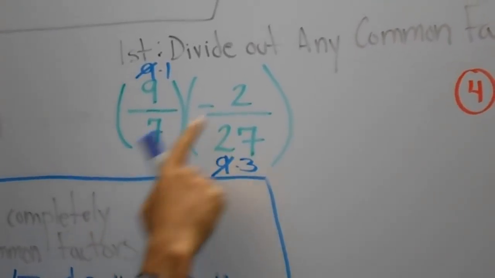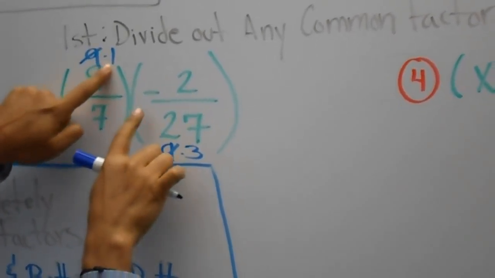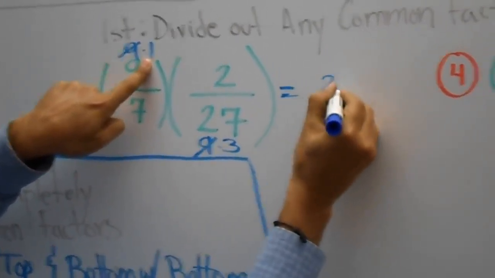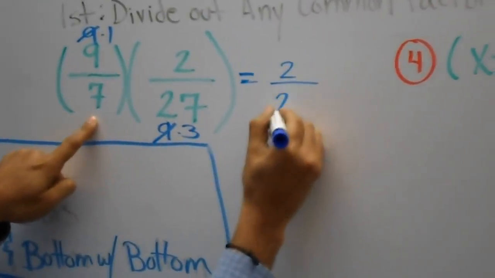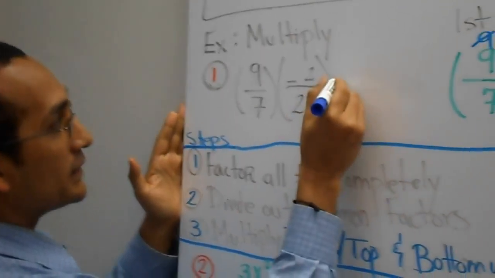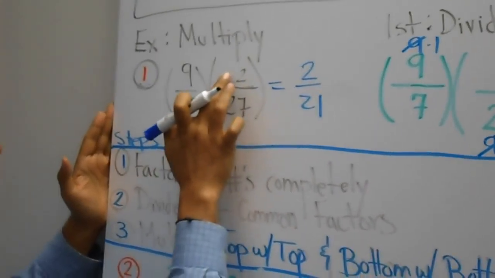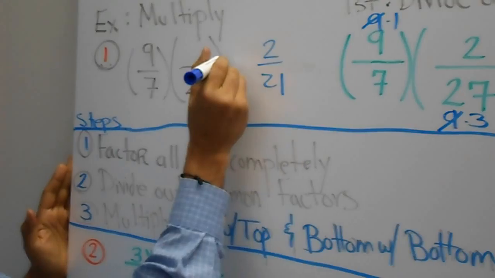Now let's see between 7 and 2. Nothing, right? So now we multiply 1 times 2. That gives you 2. And then 7 times 3, that gives you 21. So the answer for this problem is 2 over 21. And this looks like a negative sign, but it's not. So 2 over 21. We'll do negatives later on.